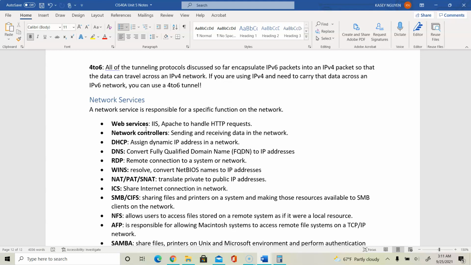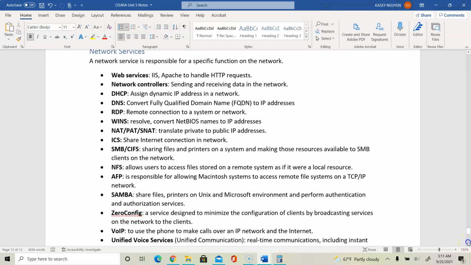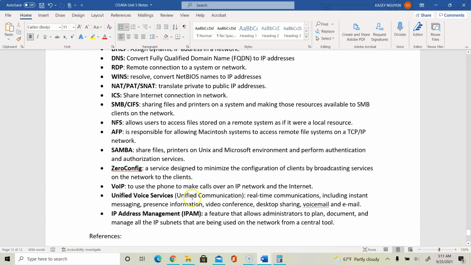SMB is used to share files and printers. ICS is used for shared internet connection, like how you would be doing tethering. And NFS is allowing you to access files that are stored on a remote system. Samba is used to share files and printers in Unix or Linux systems, and so on. So some of these are listed. They might be newer to you, as you already know some of the simple protocols that we've been covering in the past. But make sure that you know most of these protocols as they are used in the network, and it might come up on your certification.